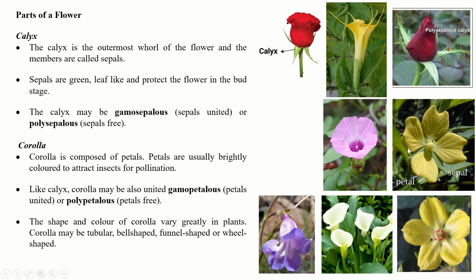The shape and the color of the corolla vary greatly in plants. The corolla may be tubular, bell shaped, funnel shaped, or wheel shaped. So there are different patterns in the corolla.